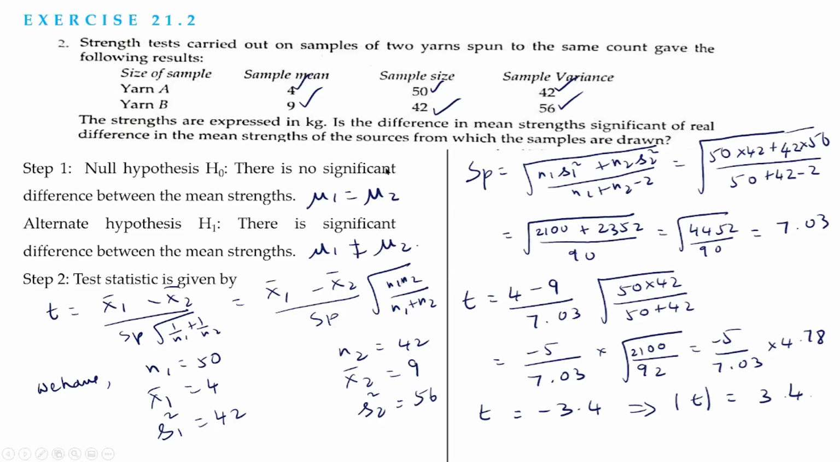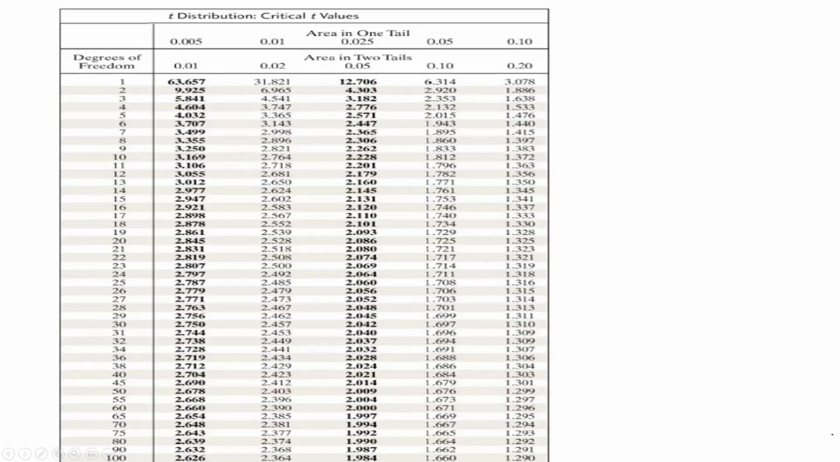Again here, since the level of significance is not given, let us take alpha equal to 5%. And the degrees of freedom will be n1 plus n2 minus 2, so it is 90. So here we have the table value. For degrees of freedom 90 and 5% level of significance, the critical t-value is 1.987. So we have it here.